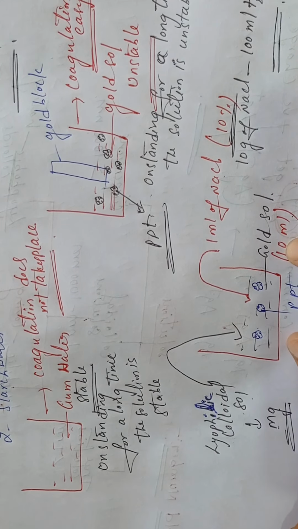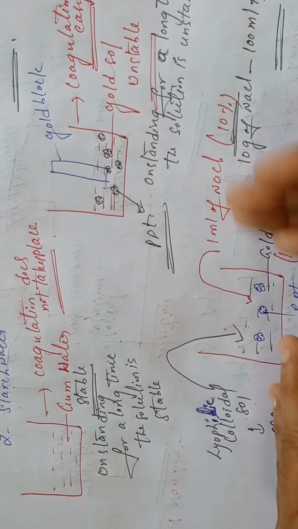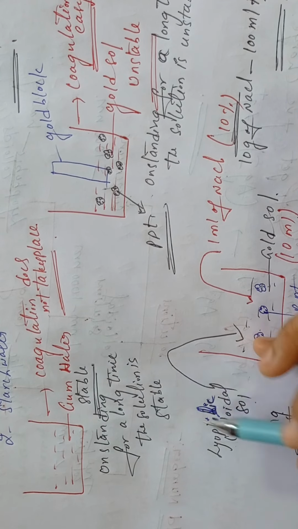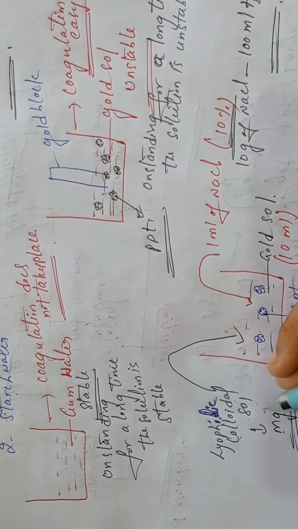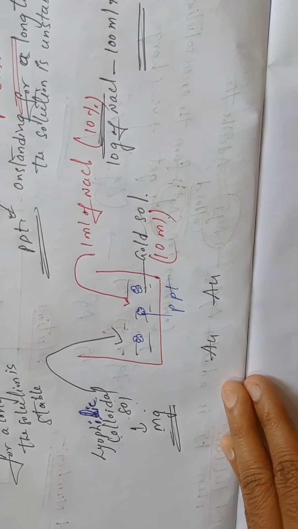This is a lyophobic solution, gold salt. We want the lyophobic solution to be stable, so that's why we are adding lyophilic colloidal salt, in milligrams. So whenever lyophilic colloidal salt is added, what will happen, students?